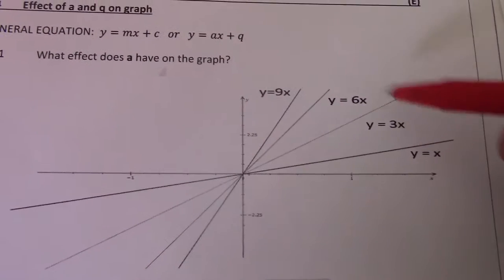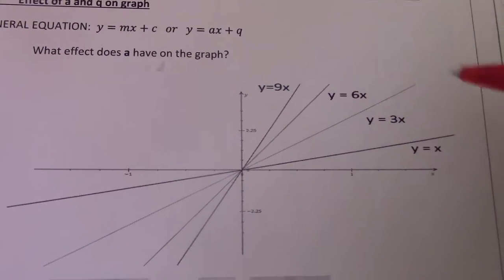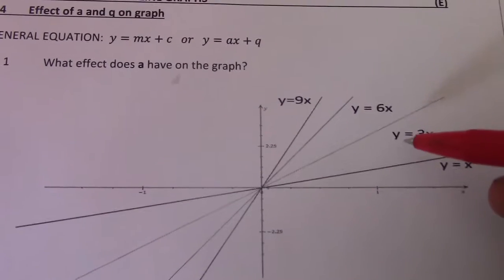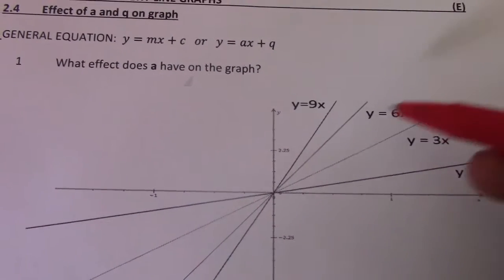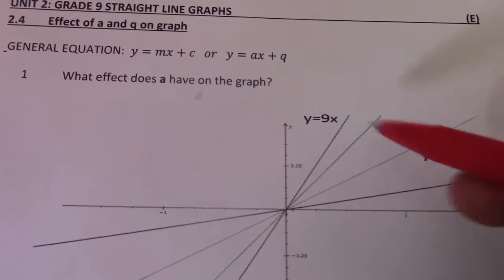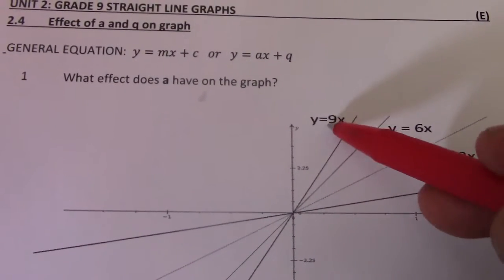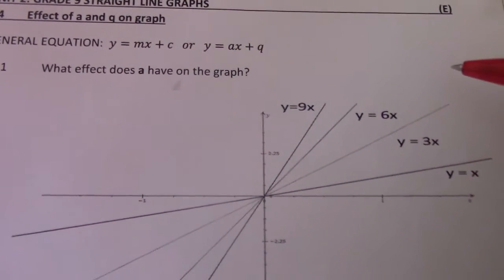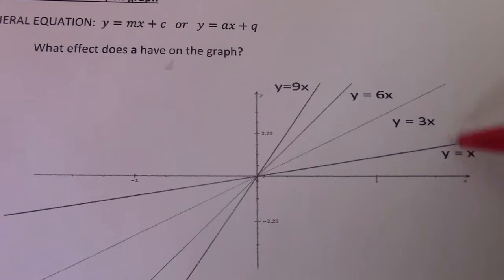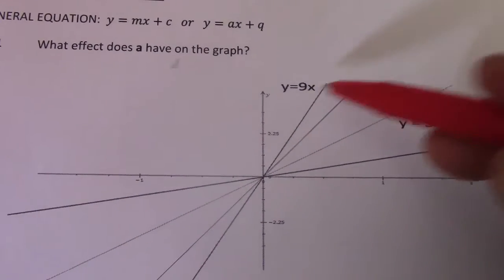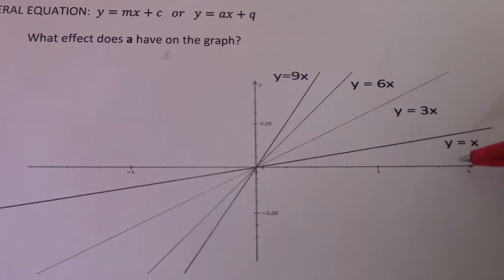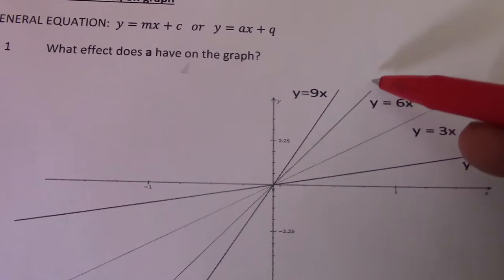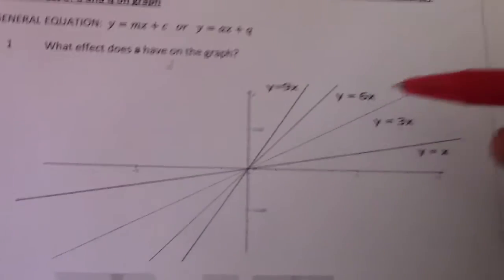So you can see they have drawn 4 straight line graphs, and take note. There, y equals x, gradient is 1. y equals 3x, gradient is 3. y equals 6x, gradient is 6. y equals 9x, gradient is 9. So 1, 3, 6 and 9 represent my a values. So as you can see, as this a value increased, what happened to the graph? The gradient simply became steeper.